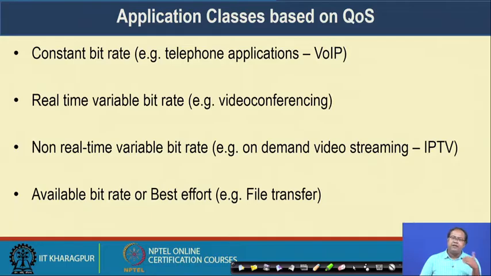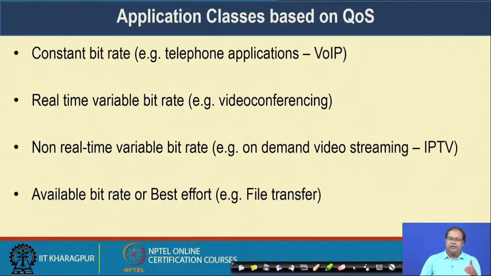Then the second class is real time variable bitrate. Here the bitrate can be variable, but you need to transfer the data in real time. By real time we mean that there is a maximum delay by which you need to send the data. If you fail to send the data by that time, then your data transfer is considered a failure. The example of real time variable bitrate is video conferencing or live streaming.